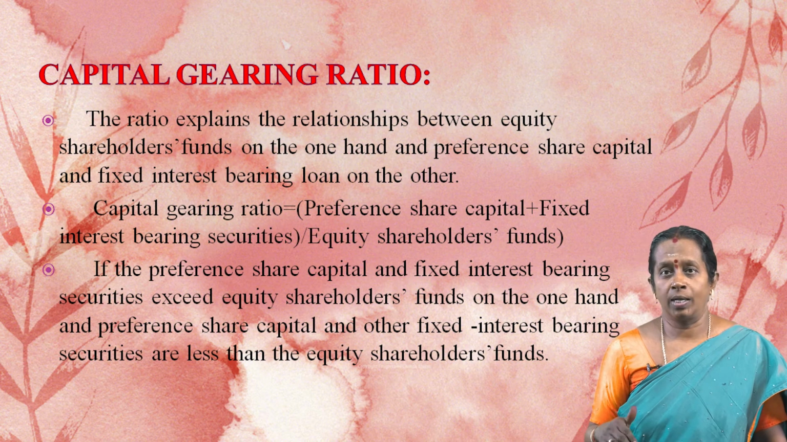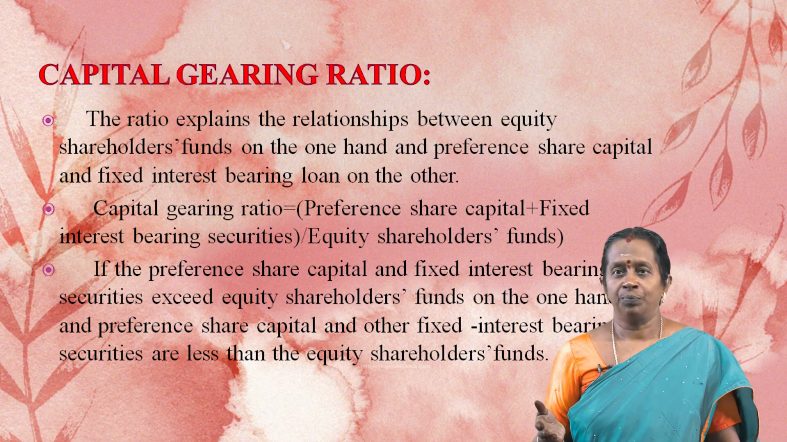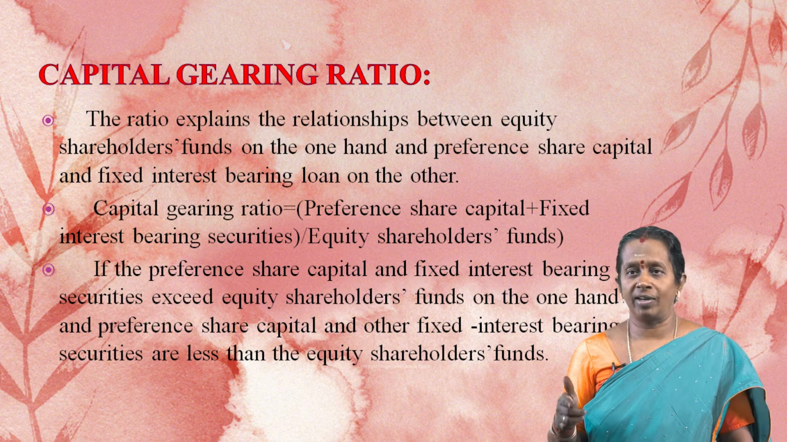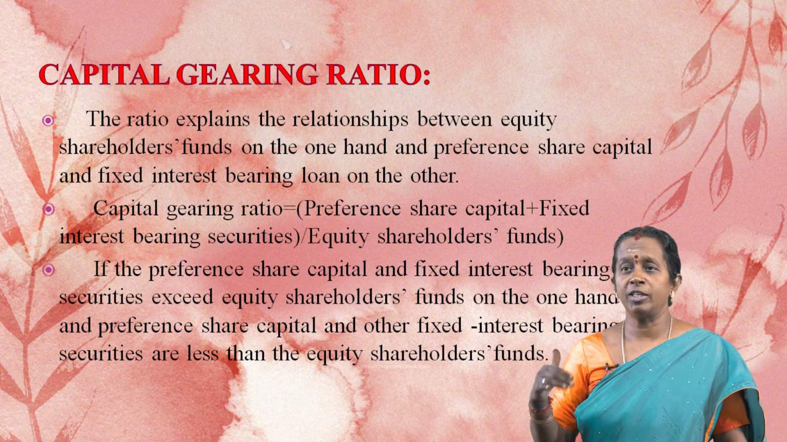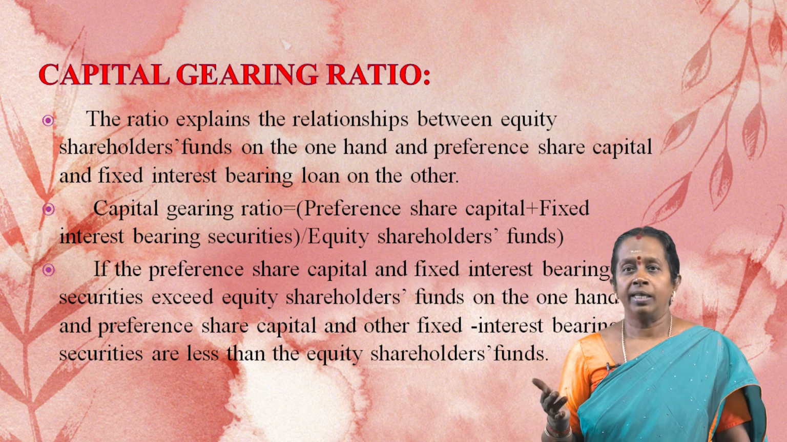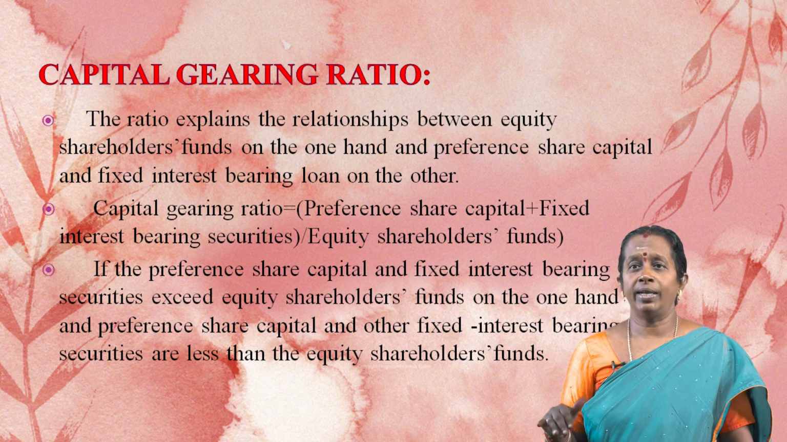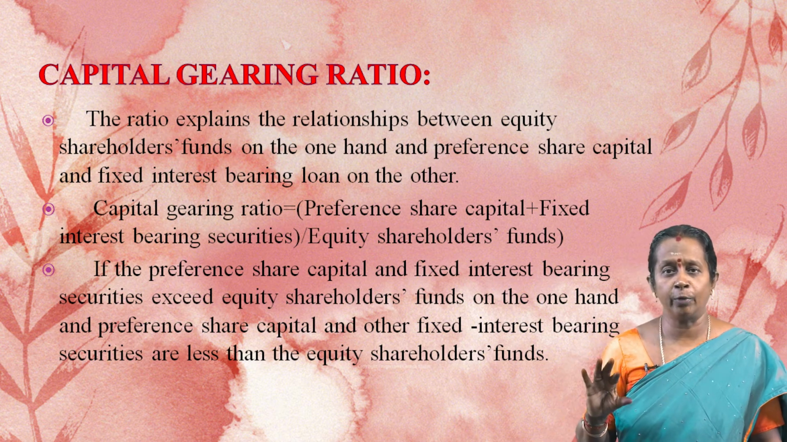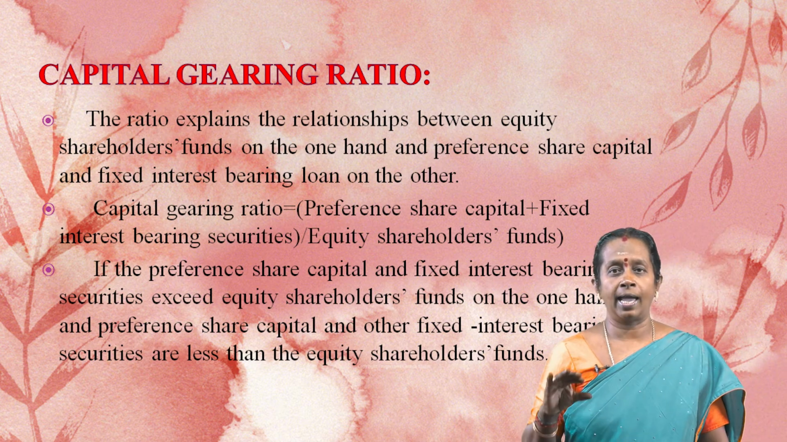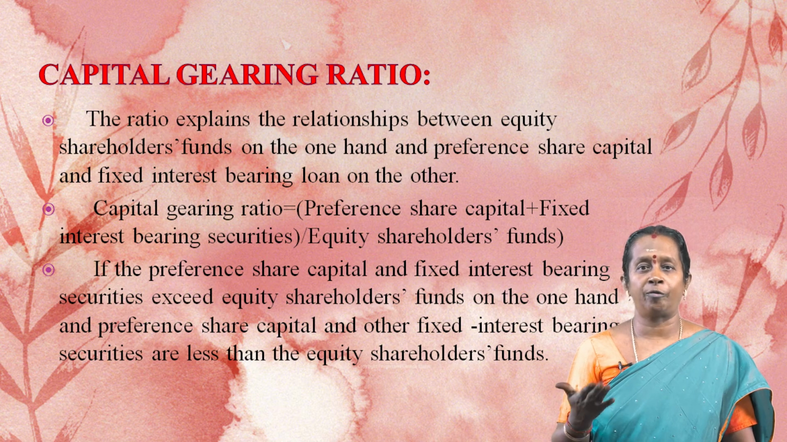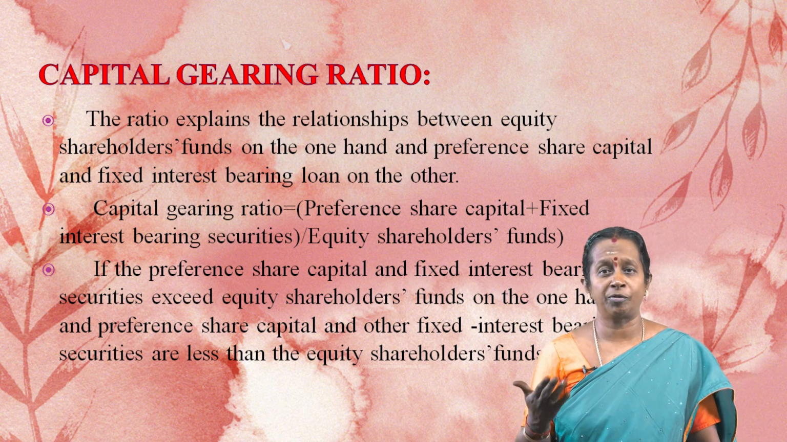Next one, the last one, capital gearing ratio. In this case, the ratio explains the relationship between equity shareholders' funds on the one hand and preference share capital and fixed interest bearing loans or securities on the other hand. Here, equity capital and preference capital are segregated. Equity is the capital which is not preference capital, and preference capital is that capital where they get a preferential right with reference to payment of dividend. So that is called preference capital.